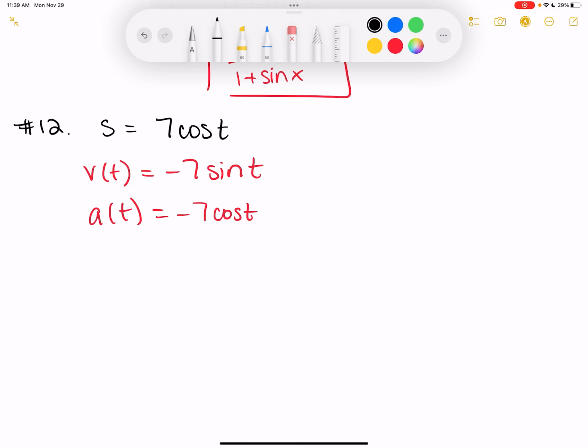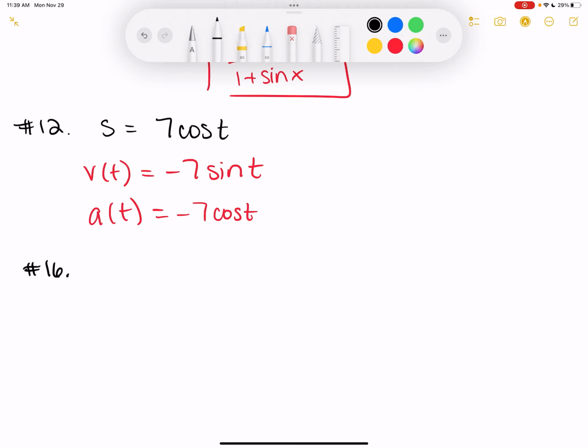Number 16, however, says a body is moving in simple harmonic motion with position function s equal to f of t. Find the body's velocity, speed, and acceleration at time t. And then find the body's velocity, speed, and acceleration at time t is equal to pi over 4.